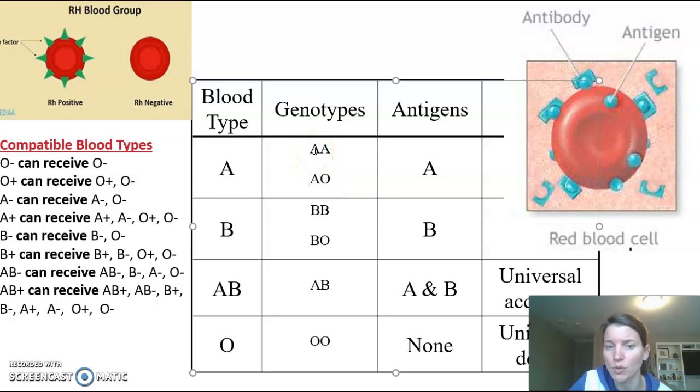So A blood individuals can either have AA or AO. B blood, you can have either BB or BO. AB, you only have AB for your alleles, and O, because O is recessive, is just OO.